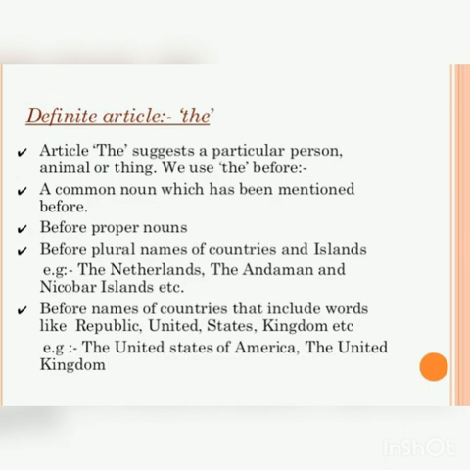जो बेटा प्लूरल नेम्स होते हैं कंट्रीज के या आइलैंड्स के, उनसे पहले आप आर्टिकल द यूज कर सकते हैं. Before names of countries that include words like republic, united, states, kingdom, etc. Example, the United States of America, the United Kingdom.